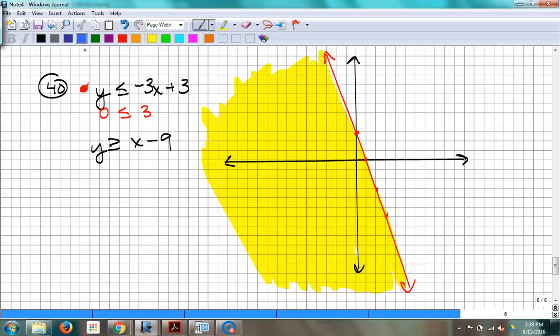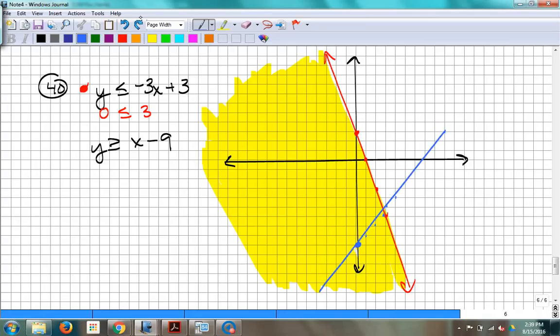Maybe algebra 1. All right, so the y-intercept on the second one is negative 9. Here we got 1, 2, 3, 4, 5, 6, 7, 8, 9. The slope's 1. The y-intercept is negative 9. Okay. Dotted or solid? Solid. Got the equal to mark.